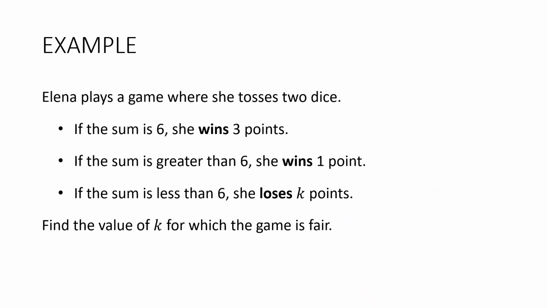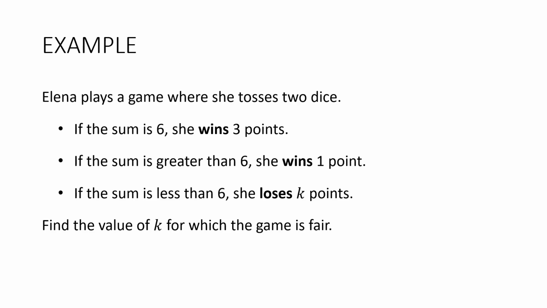Elena plays a game where she tosses 2 dice. If the sum is 6, she wins 3 points. If the sum is greater than 6, she wins 1 point. If the sum is less than 6, she loses k points. Find the value of k for which the game is fair.